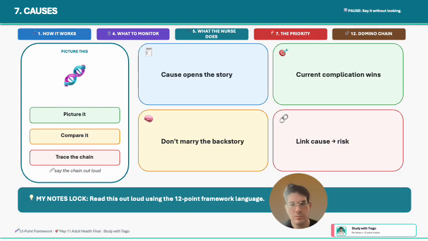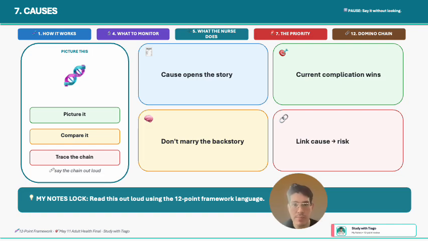Okay? All right. So, common causes of cirrhosis include chronic alcohol-related liver injury, chronic hepatitis B or C, and fatty liver disease. The cause matters, but the current complication usually matters more in a nursing question. So, if the question says long history of alcohol use, I use that as a clue. If it says chronic hepatitis C, I use that as a clue. But I still ask, what is happening right now? Is the patient bleeding? Is the patient confused? Is the belly swollen? Are they infected? Are they hypotensive? Are they jaundiced?